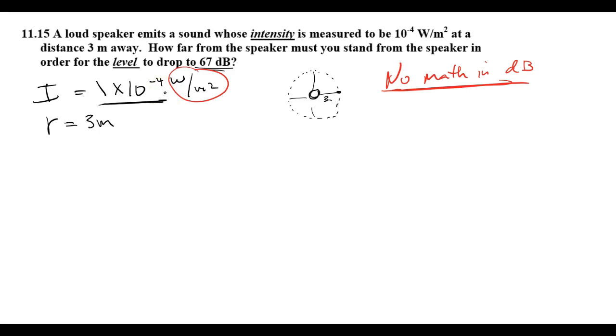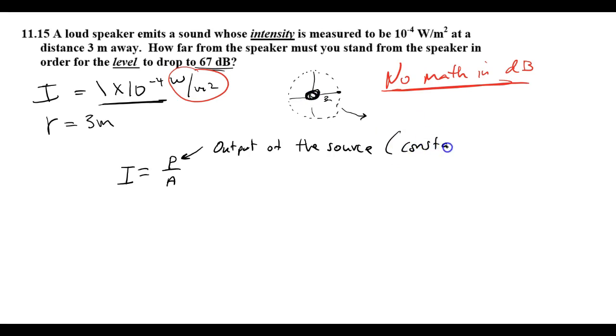All right, so what I'm going to do is, here's the thing, intensity is equal to power all over area. Now this is the output of the source. So the source could be a speaker. In this case, it is a speaker. So that's the power output of the source. Now here's the thing. As you walk further away from the source, the power output stays the same. This is typically a constant.